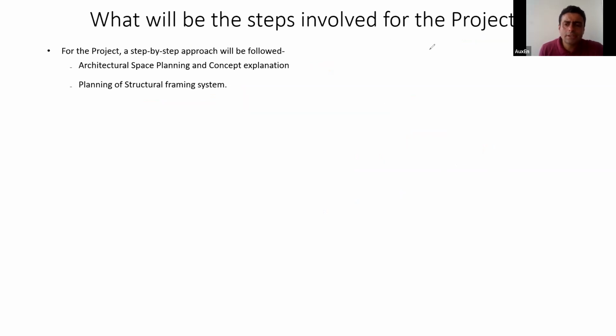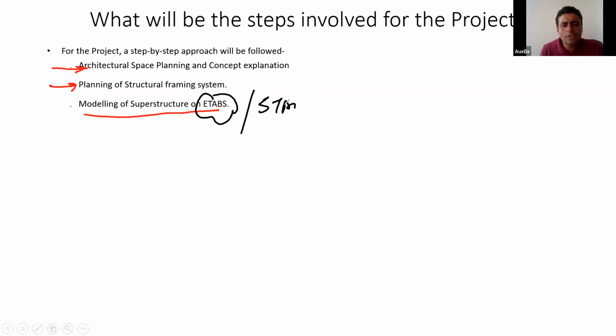Once we understand the architectural space planning and concept, then we will move on to the planning of structural framing system, deciding the position of beam, column, slab, etc. Once this is done, then we will model the superstructure on ETABS. So this is the process that we will be adopting in the course that we have started. In this course, we are going to use only ETABS, but if you have knowledge, you may do the same thing using STAAD Pro or any other software.